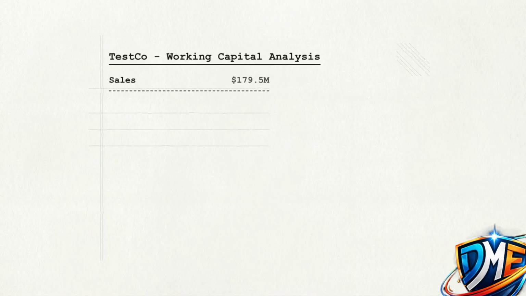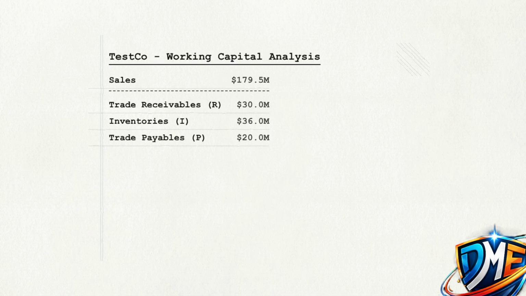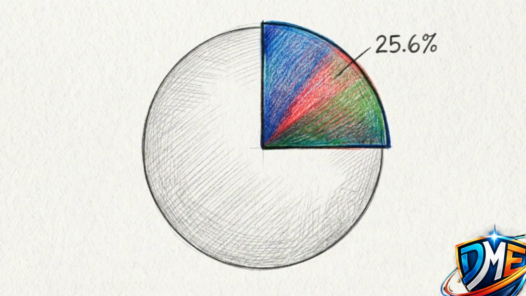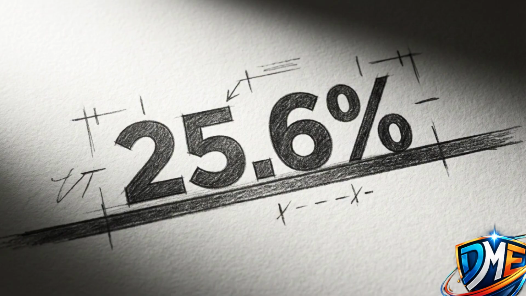This table shows TestCo's Year 1 data: sales $179.5 million, receivables $30 million, inventory $36 million, payables $20 million. Adding receivables and inventory equals $66 million. Subtracting payables yields $46 million. Divided by the sales base, it results in 25.6%. Exactly 25.6% of TestCo's sales revenue is tied up in working capital. This establishes the critical baseline needed for our comparison.